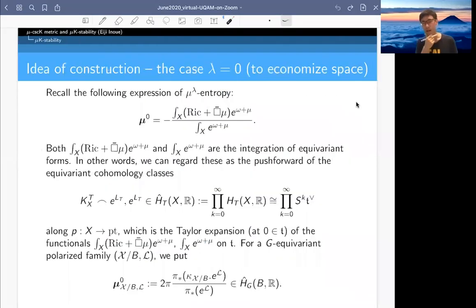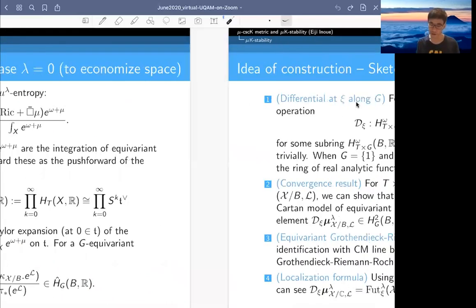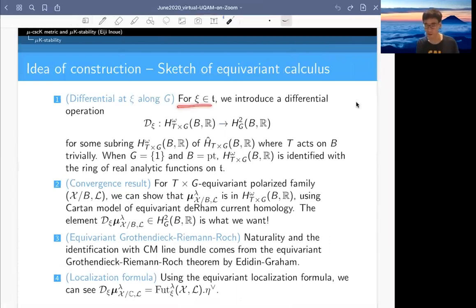Actually, I guess I didn't explain that the differential of the mu lambda entropy actually gives the mu-Futaki invariant for product configurations. The differential gives the Futaki invariant, and we want to differentiate this. We want some notion of differential operation on equivariant cohomology. And I introduce such a differential operation for each fixed C. We introduce a differential operation from some subring of this formal power series of equivariant cohomology, the subring H omega, to H2.